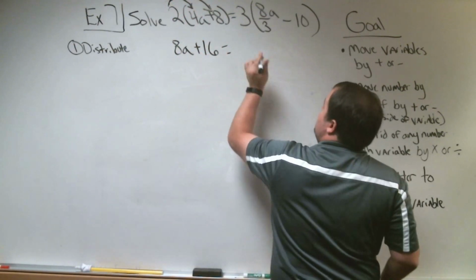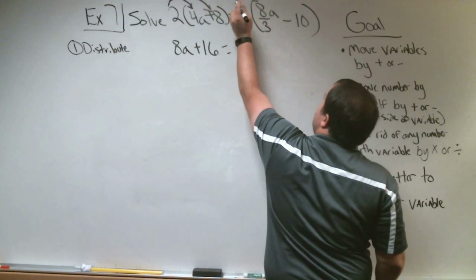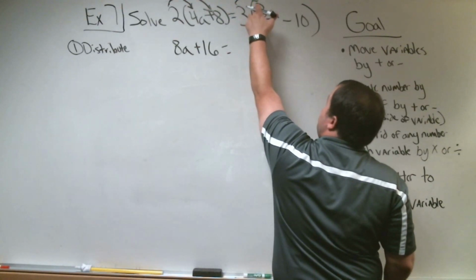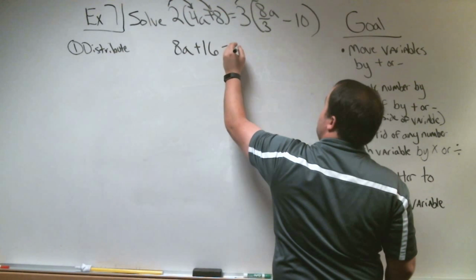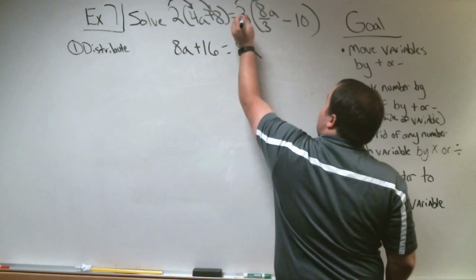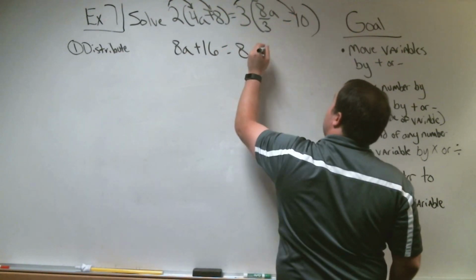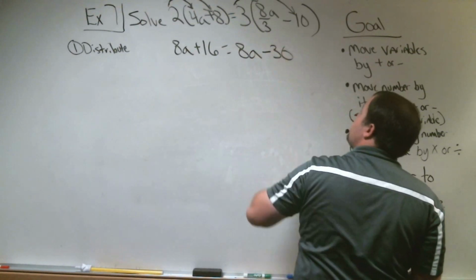Equals, now we're going to do this the same way. We're going to take 3 times the top. So 3 times 8 is 24. 24 divided by 3, that is 8. So we have 8a. And 3 times negative 10, that's negative 30.